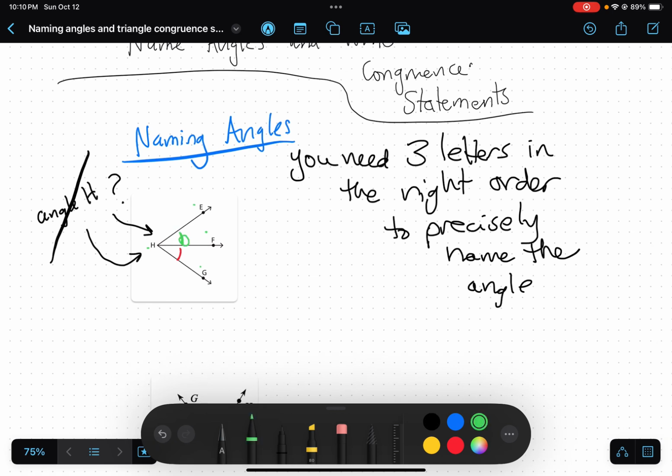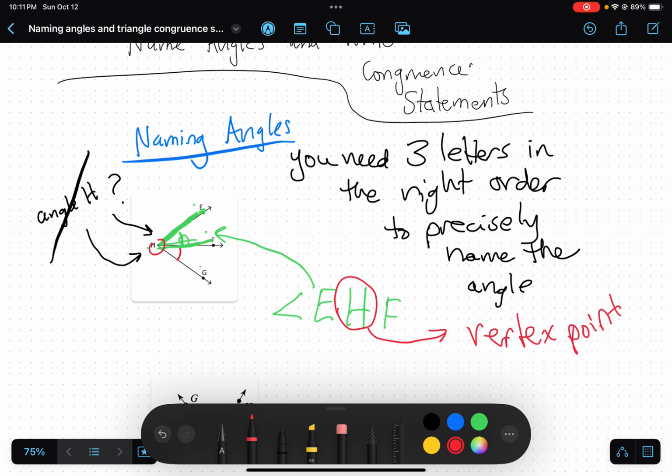So my green angle is going to be called angle EHF. So what does that mean? It means I start at point E, I go to H, and then I go to F. So that's how I name that green angle right here. The H has to be in the middle because that's the vertex point of the angle.